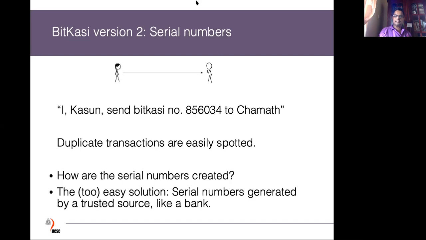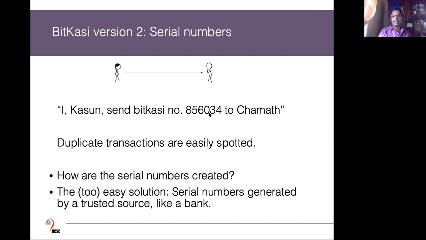So that is some random number. Then I say I'm Kasun, sending this bit Kasi with that serial number to Chamath, and digitally sign it. When Chamath shows that serial number, the others know it is a unique message, because I am sending different payments to Chamath, so I have to use different serial numbers. Those serial numbers uniquely represent those coins. Then the rest of the people can identify that they are not duplicates.